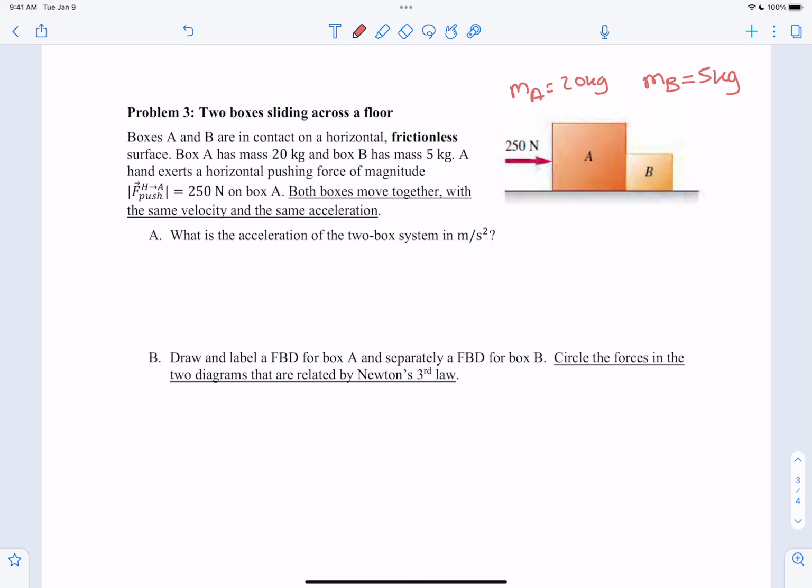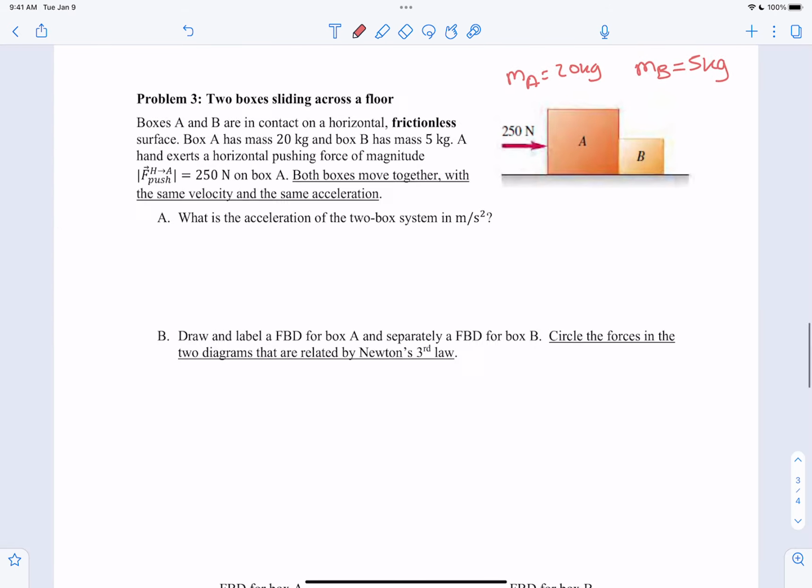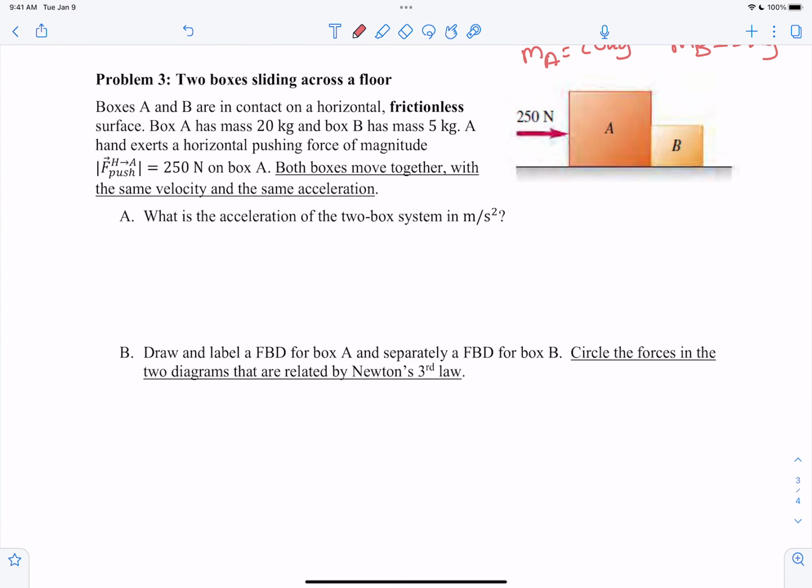All right, so, okay, I gotta prepare myself. What is the acceleration of the two box system in meters per second squared? So the key to part A is in this last section right here. The boxes move together, right? With the same velocity and the same acceleration. So if I want to figure out what the acceleration of the whole two box system is, how can I figure that out? I have a force, I have some masses, and I need to figure out an acceleration, right? So what kind of equation do you guys think we're going to set up here?